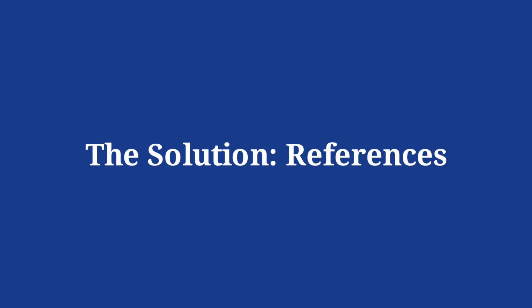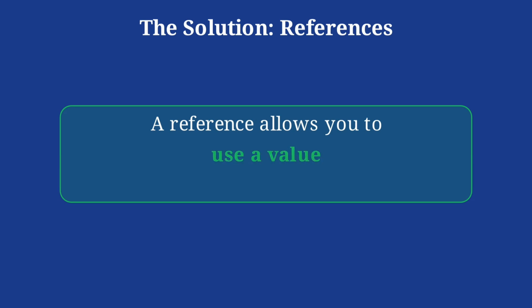And there is. Rust gives us references. A reference allows you to use a value without taking ownership. Think of it like borrowing a book from a library. You get to read it, but you don't own it. You have to give it back.